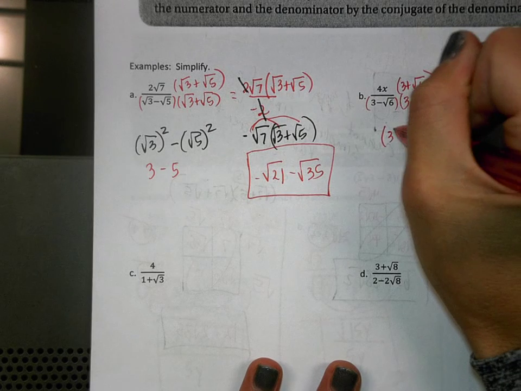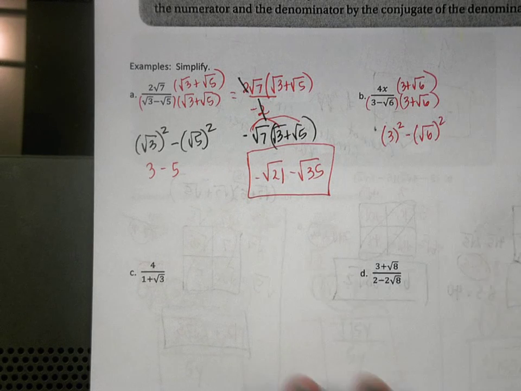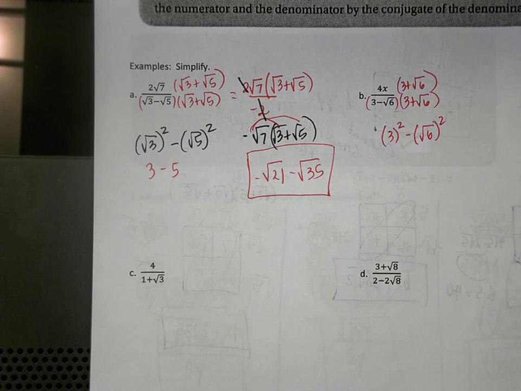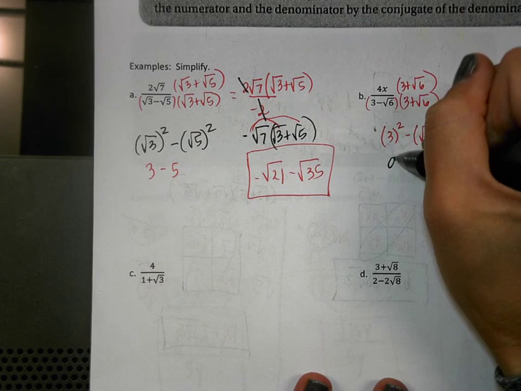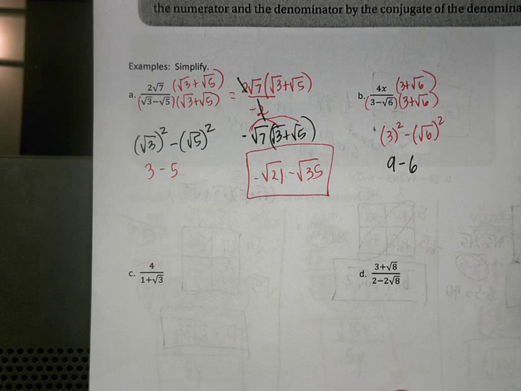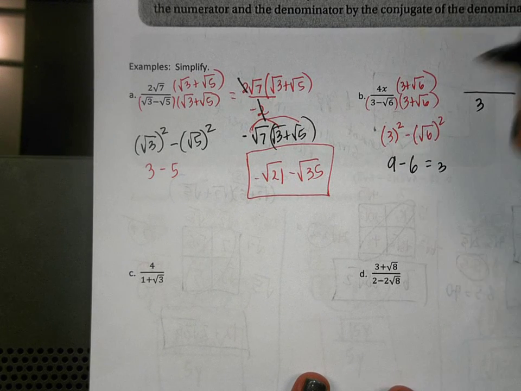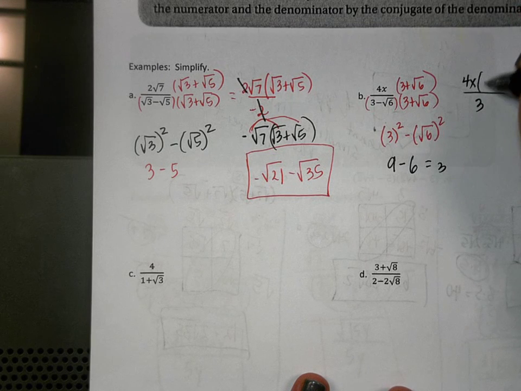3 squared minus root 6 squared. Good. 3 squared minus root 6 squared is correct. And then what is 3 squared? 9. Minus, and what's root 6 squared? 6. And then 9 minus 6 is 3. So that means my denominator is 3, and on top I have 4x, and then parenthesis 3 plus root 6.